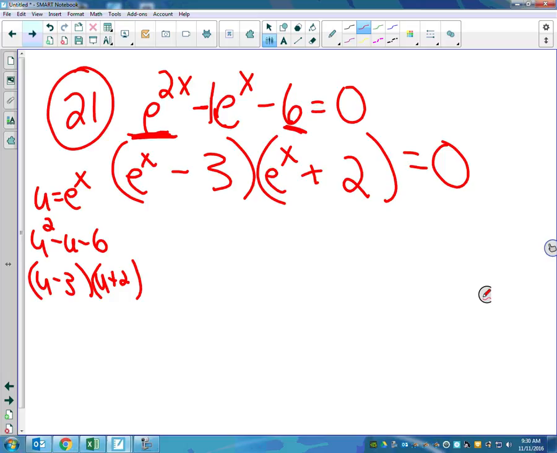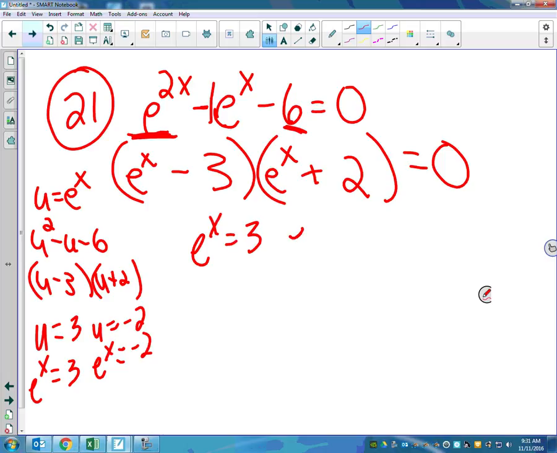But sometimes for me, the u substitution is extra work, but it's okay. If we did the u substitution, we would get u equals 3 or u equals -2. But you have to go back and plug in what u was, which means you get e to the x equals 3 and e to the x equals -2, which is the same thing I get here without u as well.